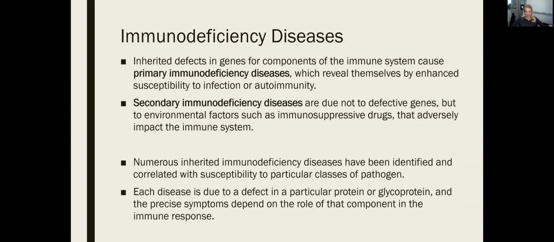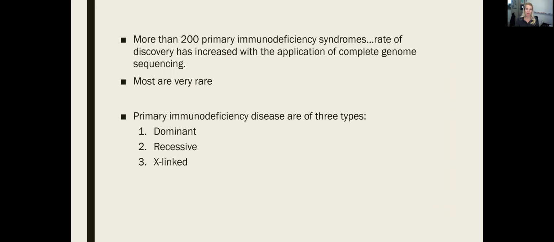So numerous inherited immunodeficiencies have been identified. We talk about a lot of them in class, and there are hundreds and hundreds more. Each disease is due to a particular defect in a particular protein or glycoprotein, and the symptom then depends on the role that protein has in the immune response. There are over 200 primary immunodeficiencies out there that we know of for sure. The number of them has definitely increased because we've been able to do a lot more whole genome sequencing. However, like some of our case studies, most of them are very, very rare, and we see them in about 1 in a million or less, right?